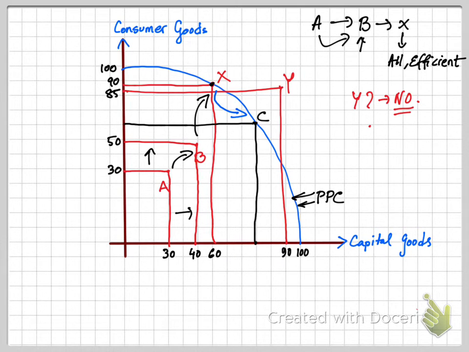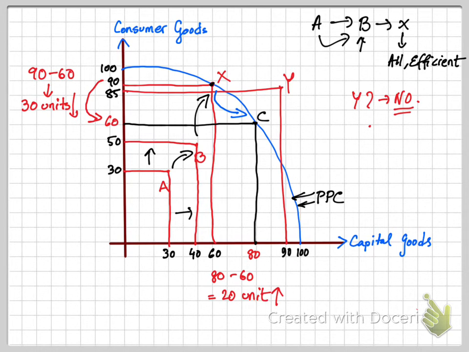As you notice, when you move from point X to point C, let's say this is 60 and let's say this is 80. You are moving away from 90 consumer goods to 60 consumer goods, right? So what is happening to your consumer goods? You are having a 30 units of decrease in consumer goods. But what is happening to your capital goods? As you can see, you are having a 20 unit increase of your capital goods from point X to point C. And this is exactly how you are showing opportunity cost by using the production possibility curve.